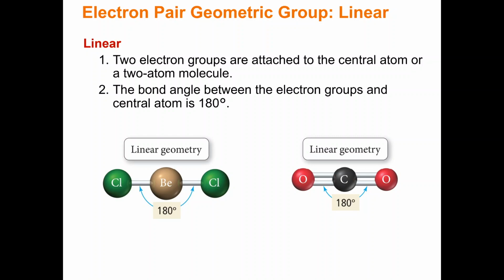Okay, so the first one we'll look at is linear geometry. And here we have 2 examples of linear geometry. We have BeCl2 and we have CO2. Okay, so both of these have 2 electron domains, and both of them have 3 atoms. Okay, so we have 2 electron groups attached to the central atom, and we have a bond angle between the electron groups of 180 degrees.